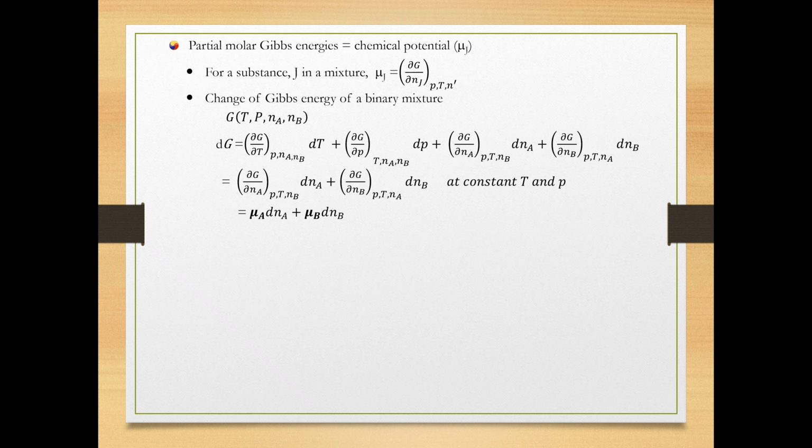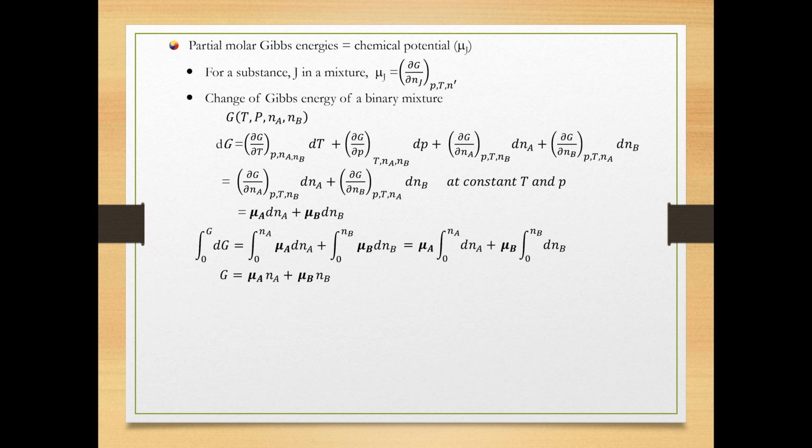The Gibbs energy of a mixture can be found by integrating both sides of the equation. Mu sub A and mu sub B can be treated as constants when the changes in their values are negligible, as the composition of the mixture changes over a narrow range. So, mu sub A and mu sub B can be brought out of the integral. This leads to G equals mu A nA plus mu B nB.